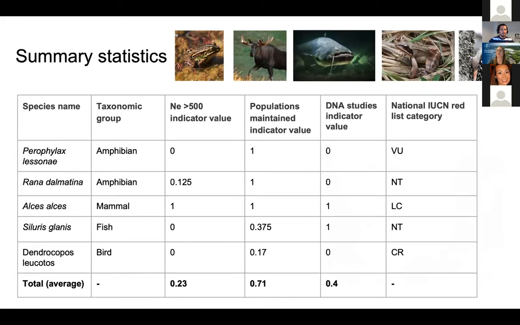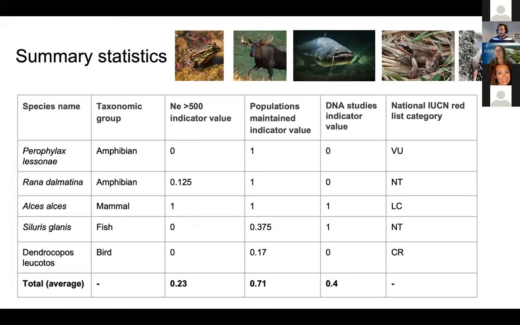The assessments for individual species are tallied, and a national average for each indicator can be calculated. This table shows a summary of assessments for 5 species that together yields a value of 0.23 for indicator 1, 0.71 for indicator 2, and 0.4 for indicator 3. This means that 23% of populations have an effective population size larger than 500, 71% of the populations are maintained, and that there is genetic monitoring for 40% of the species.